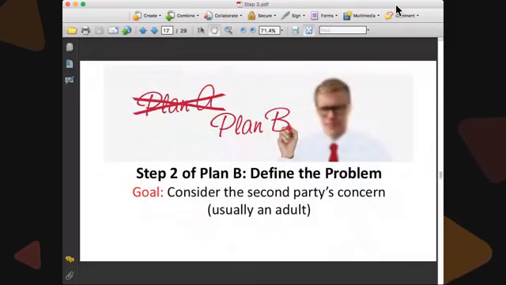So step 2 is to define the problem. This is when we're looking at usually the other person's problem or concern with the unsolved problem. So this is usually the adult. In step 1, the empathy step, you are identifying your child's concerns. In step 2, when you define the problem, you're looking at yourself, or the teacher is looking at themselves, as far as what are my concerns with the behavior.